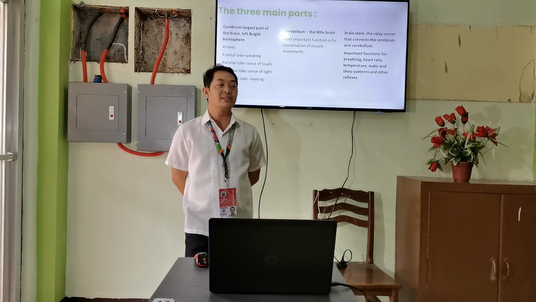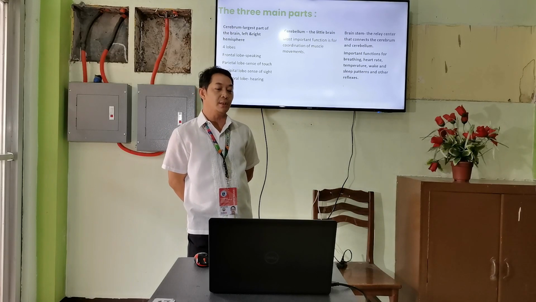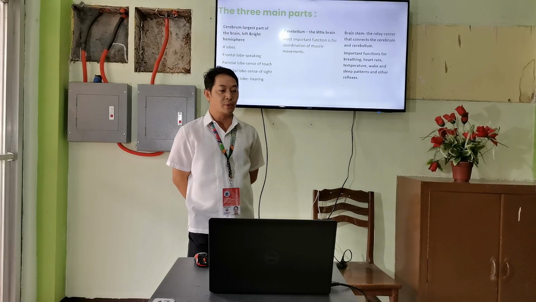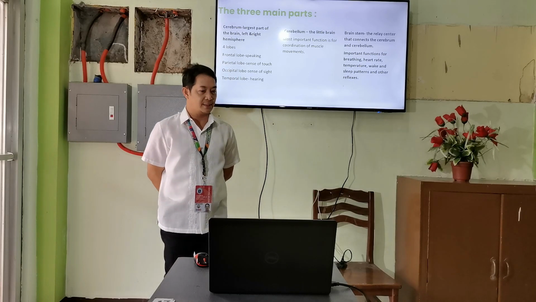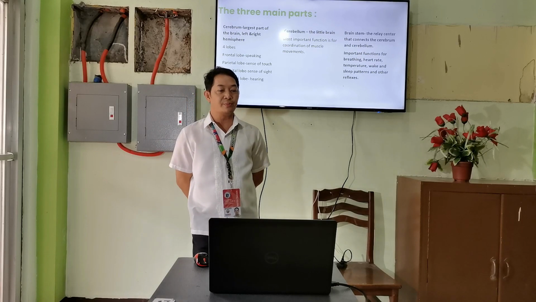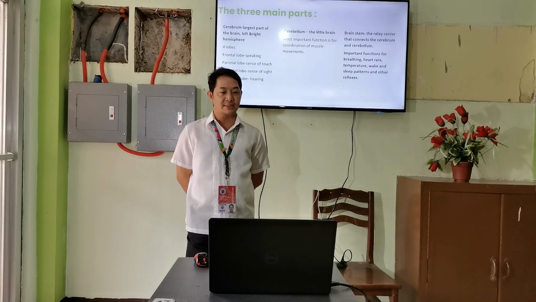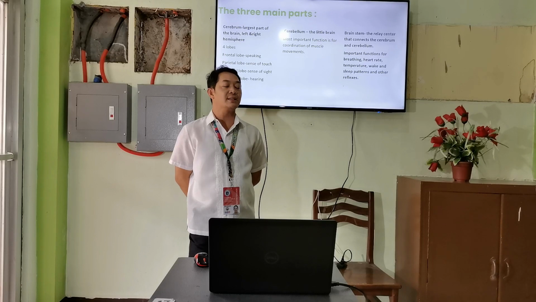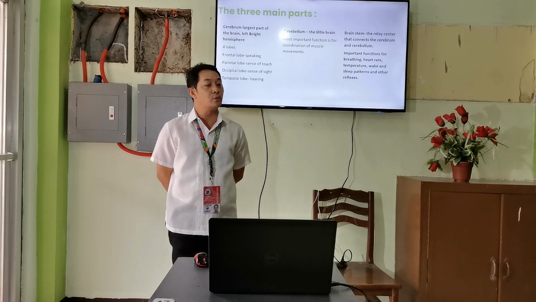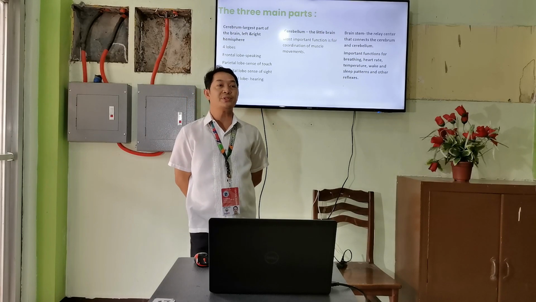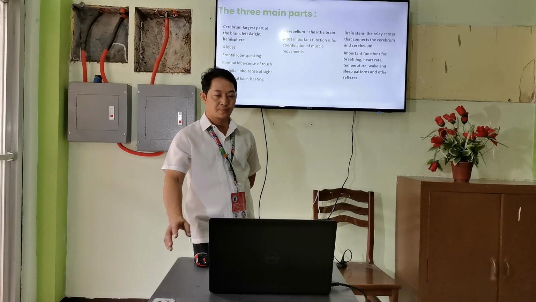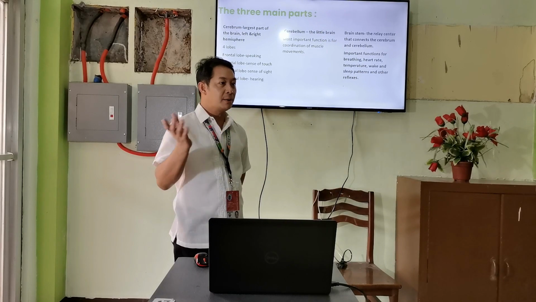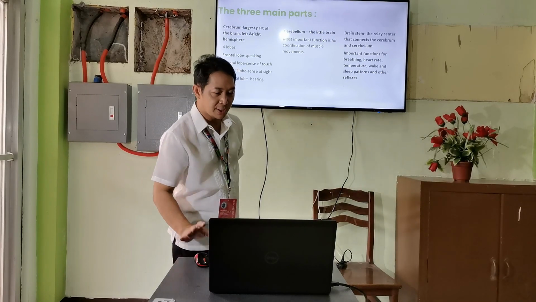Okay? Now let us go to the cerebellum. The cerebellum used to be known as the little brain. It has the most important function for coordination of muscle and movement. Okay? Now, what about the brainstem? The brainstem is the relay center that connects the cerebrum and the cerebellum. Important functions include breathing, heart rate, temperature, wake and sleep cycle, or sleep patterns, and other reflexes. Okay? Now, for our application, unless there are questions, I know that you understood it well.